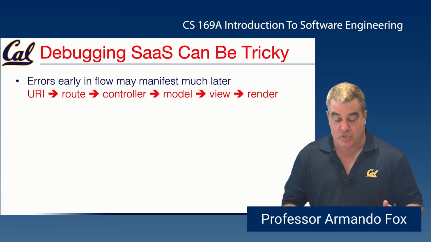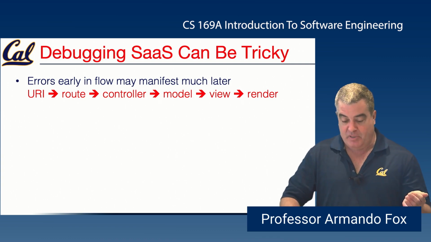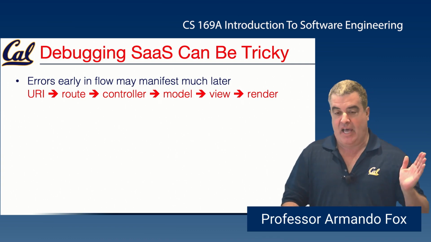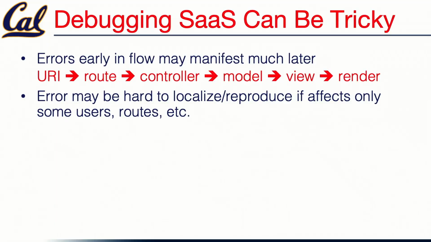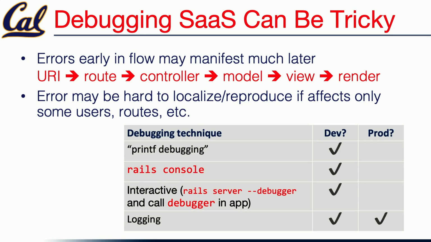So errors can happen at any point in this pipeline, and sometimes you only see the result of the error at a much later stage than when it happened. And it's even harder if the error is not absolutely consistent, like only some routes or only some users are affected by it. So what are the different things that you can do to debug SaaS, and how does it differ from debugging a command line app?